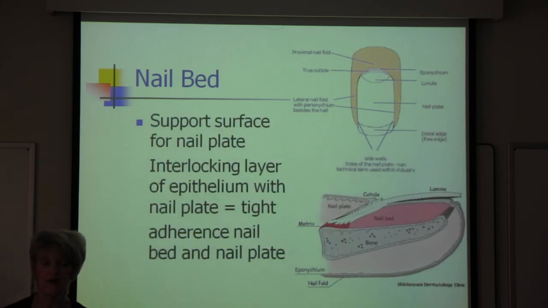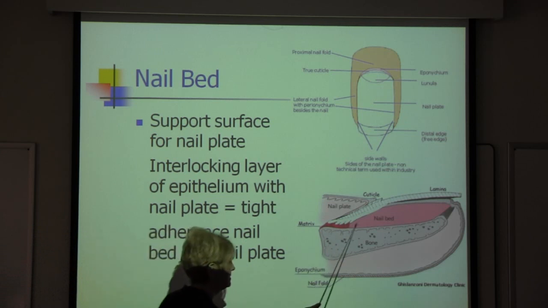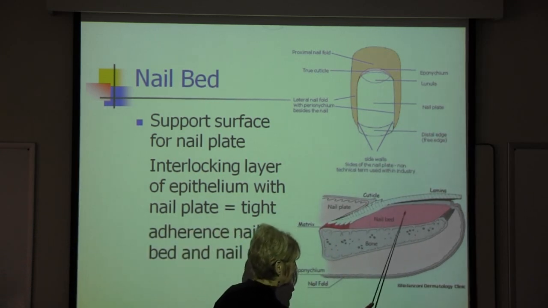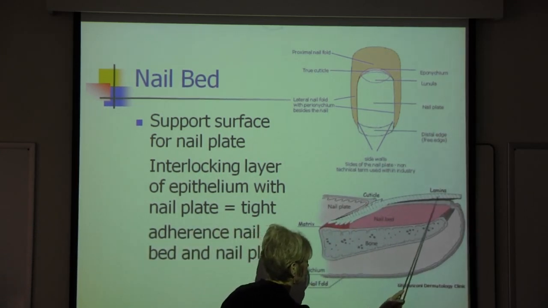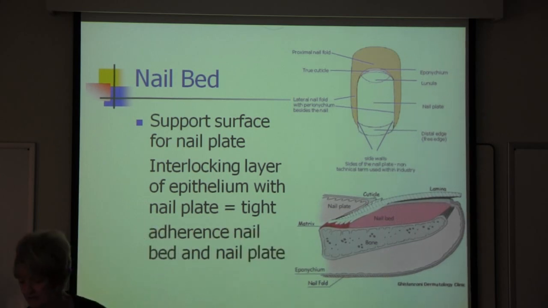Now let's talk about the nail bed. The nail bed is the support surface for the nail plate. And of course the nail is firmly attached because there's an interlocking configuration between the nail bed and the overlying nail plate. So normally you cannot separate the nail from the nail bed. It's locked down. So again, nail bed, that's the skin. Nail plate, that's the nail itself.